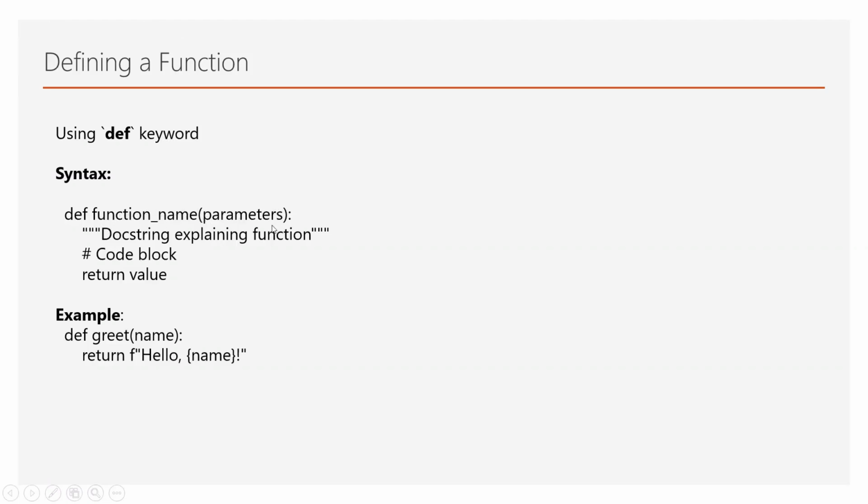This function name can be anything. Then in the brackets you will write the parameters. Then you put a comment, and on the next line you will write the code for that function, and at the end you will write the return statement which will return the value. Next example for the syntax is def greet. Greet means you are creating a function named greet. In the brackets you are giving the parameter name, and it returns hello and then the name. Suppose the name is Komal or Kanchan or anything, it will return it.